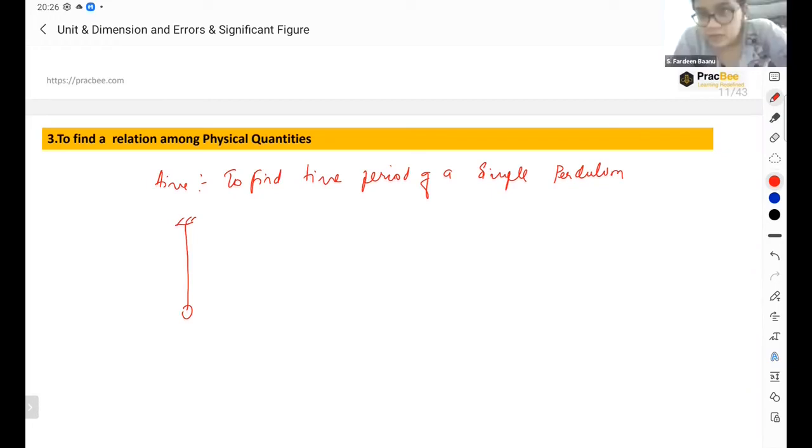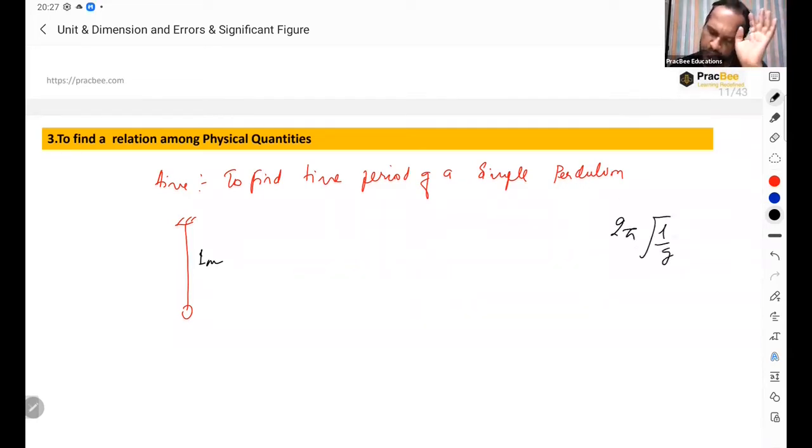You want to know how this will depend on length. Just forget even the formula, 2 pi root L by g. Suppose you don't know anything. You forget about it. How will this change? So you will write that time is proportional to length to some power x.